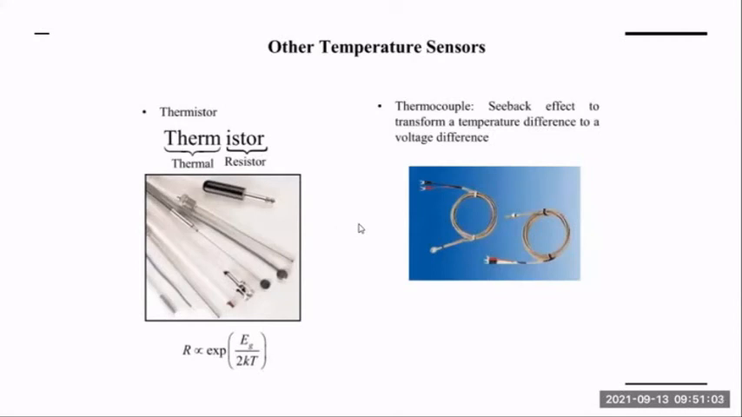Other temperature sensors: we have the thermistor, same concept, where the resistance changes with temperature. And then the thermocouple. This one is usually used for switching, because of a difference in temperature between the two; this is using bimetallic strips. A change in temperature can produce voltage. So this is used for detection if there is a change in temperature.